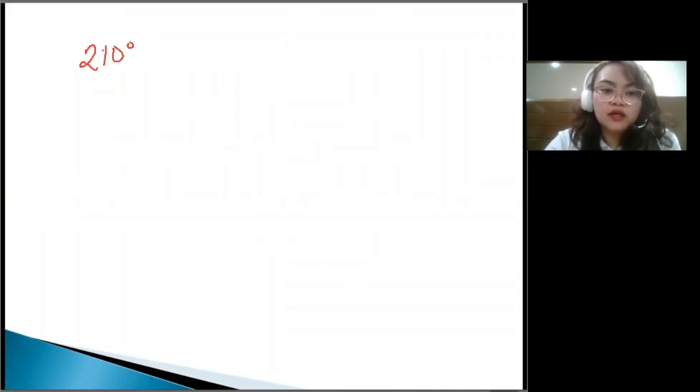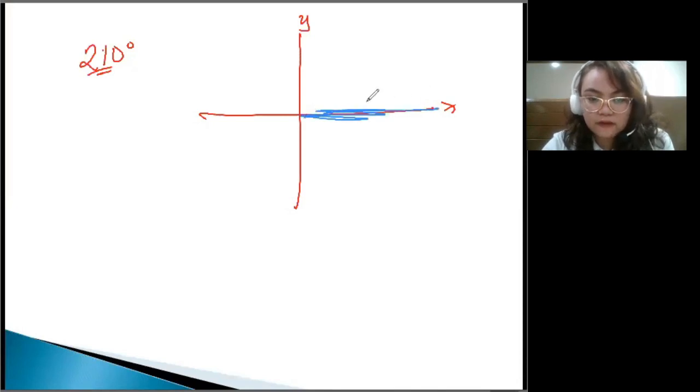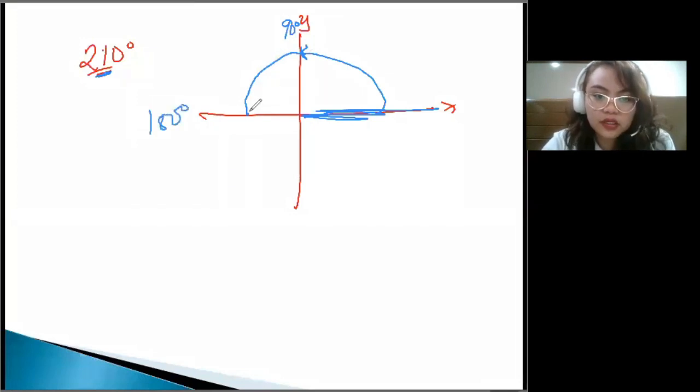If we draw your x and y axis here, and then we start identifying 210. Our initial side falls here, always begin here, and then we move to this one kasi positive siya, so we are going counterclockwise. Lalampasan ko pa ba ito? Am I going to pass this line? This is 90 degrees. Lalampasan pa? Okay, good. Lalampasan ko pa to? Lalampasan. Yes, very good. Kasi ito 180 degrees pa lang 'to.